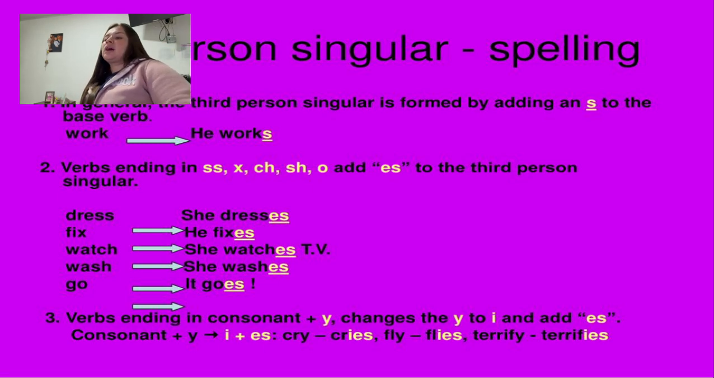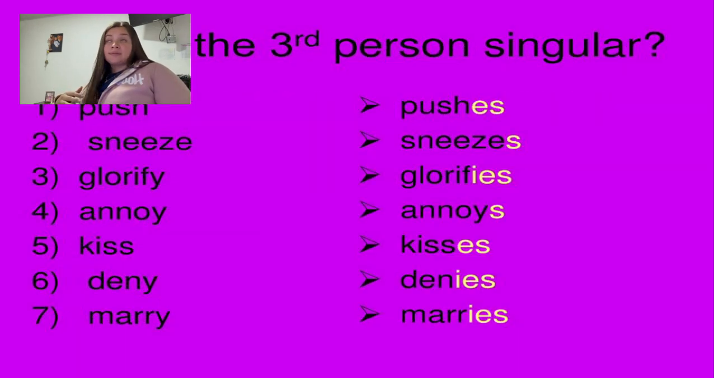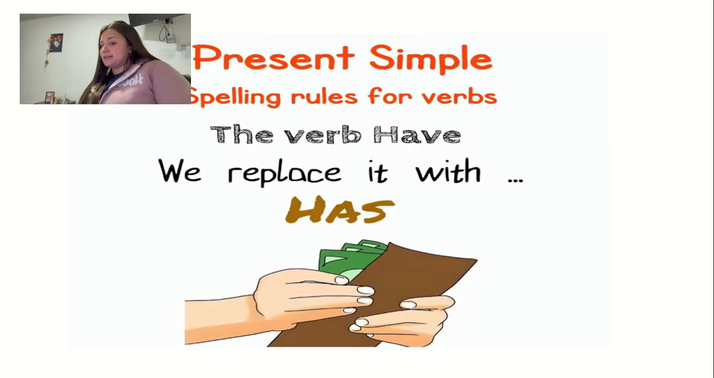And if we find a verb that ends with y, and before that y we have a consonant, we change the y to i, and we add es. Okay, in this part the idea is that the students try to complete the verbs using es, s, or ies.